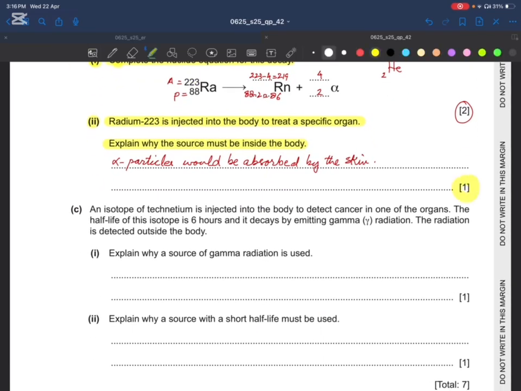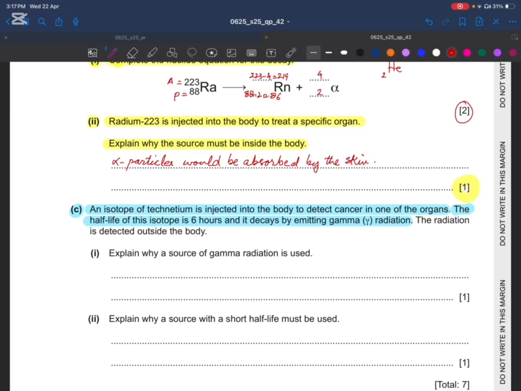Only one mark you have, so it's enough to write this line. Then in part C, an isotope of actinium is injected into the body to detect cancer in one of the organs. Okay, what is happening? Actinium is the isotope which you are using here to detect the cancer, and you are injecting it into the body. The half-life of this isotope is 6 hours and it decays by emitting gamma radiations.